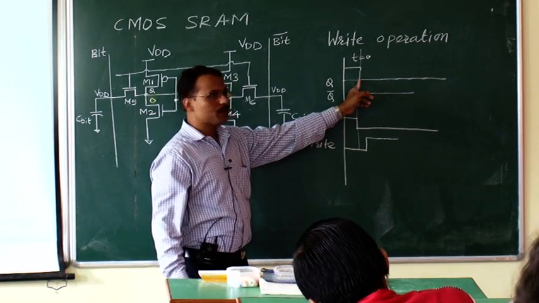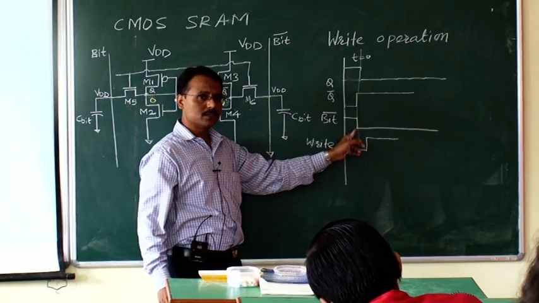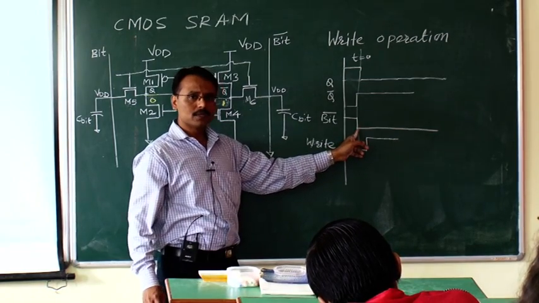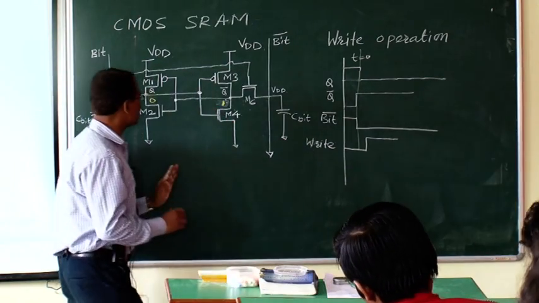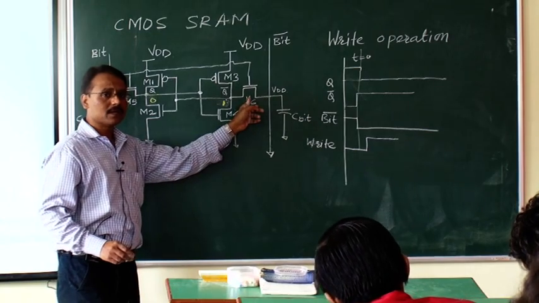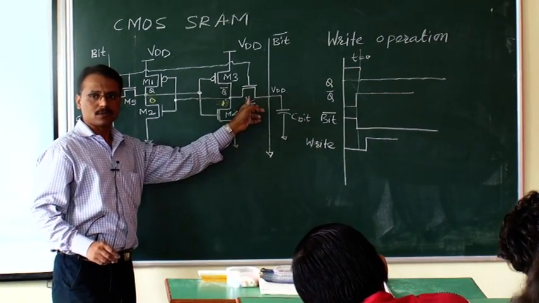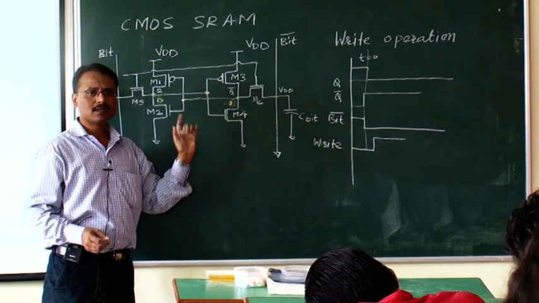Q is 0, Q bar is 1, bit bar is 0, which means it is forcefully brought to 0, and after that I am applying the write pulse. So when the write pulse is applied, again M5 as well as M6 will turn on. Yes or no? It is very simple. M5 as well as M6 will turn on.